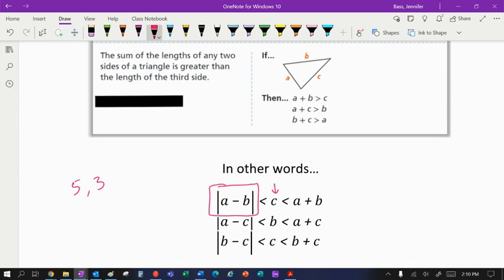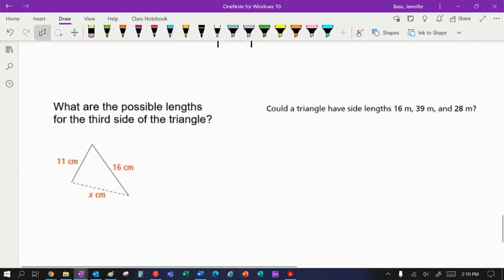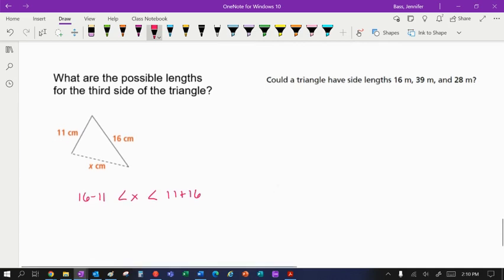Okay, so we can subtract them on the left, we can add them on the right, and my third side is going to be right smack in the middle of those two answers. So the possible side lengths for this third side are, I can subtract the numbers, or I can add the numbers. So 16 minus 11 means that x has to be bigger than 5, and it has to be smaller than 27. x has to be between 5 and 27. So it's bigger than the difference, it's smaller than the sum.